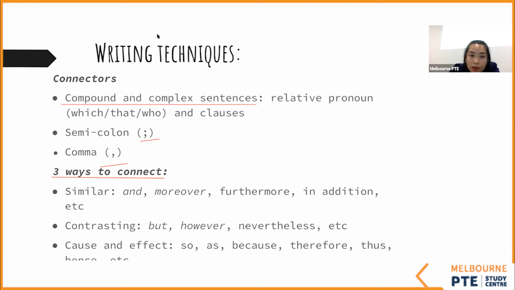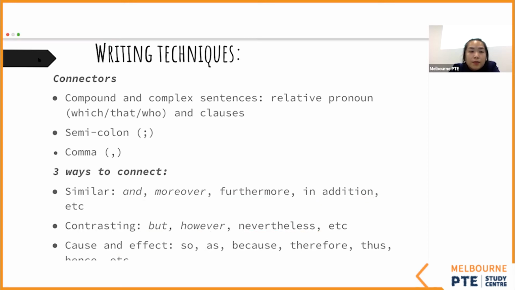If it's similar, you use and, moreover, furthermore, or in addition. Okay. If it's contrasting, you use but, however, nevertheless. And if it's a cause and effect, you just use so, as, because, and therefore, or thus. Okay. So these are the suggestions for the writing technique. And I'll show you how we do it.